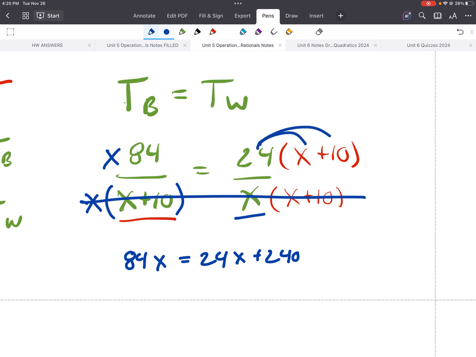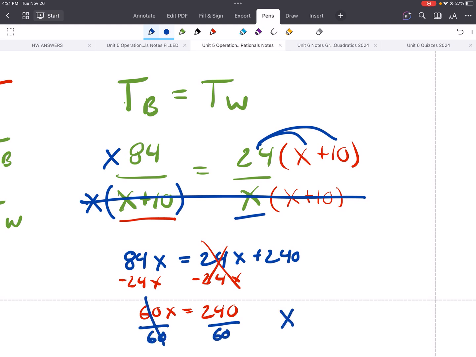Again, we're just distributing to get rid of our parentheses. Okay, so then we're almost done. We just need to subtract 24x. So we would end up getting 60x equals 240. And then the last thing we would need to do is to divide both sides by 60. Okay, so we'd end up getting x equals 4.